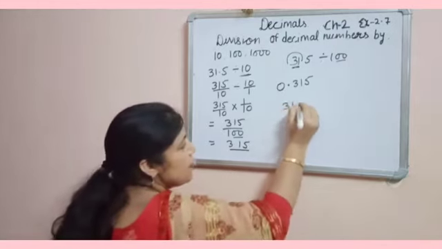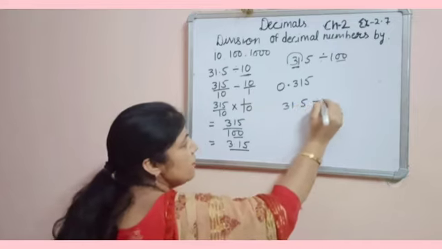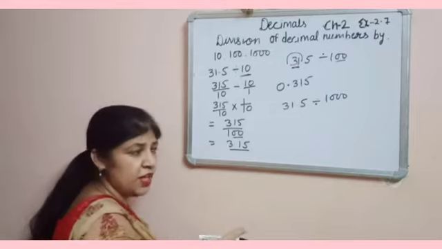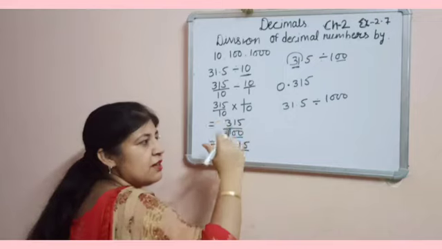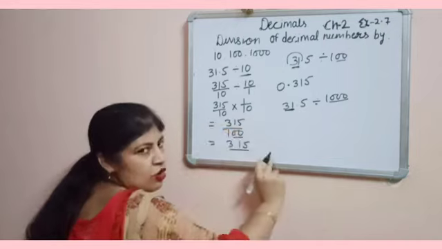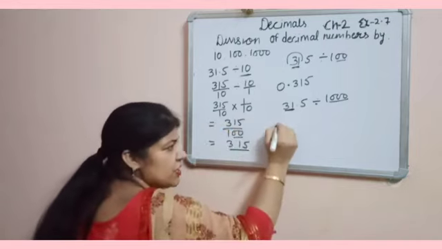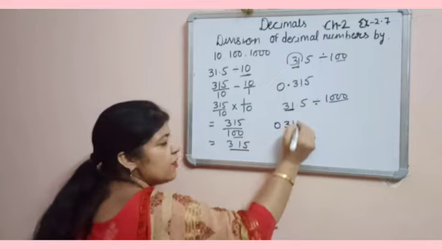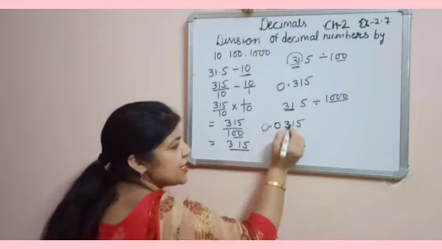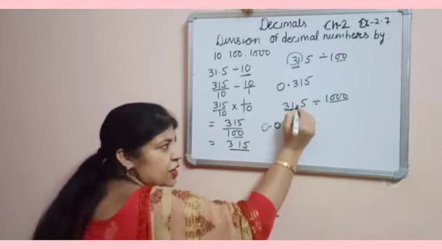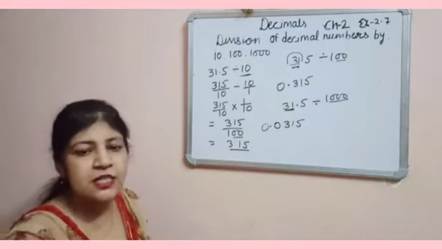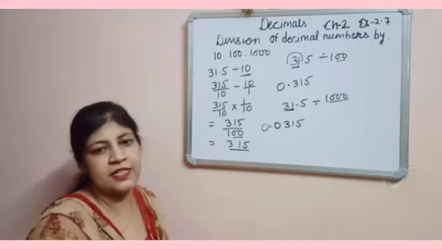If you divide 31.5 by 1000, then the decimal will be shifted 3 places left hand side because 3 zeros are here. So 2 places already, but you have to write one more 0 here. 0, 3, 1, 5. Then write the decimal. It means your decimal has been shifted from here to here. Means 3 places towards left hand side.